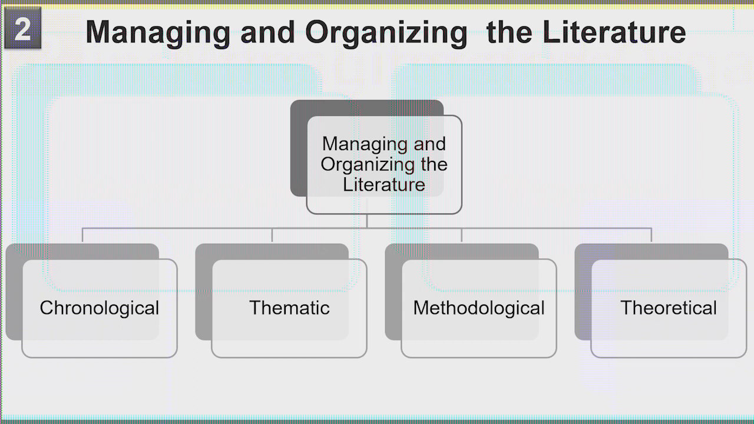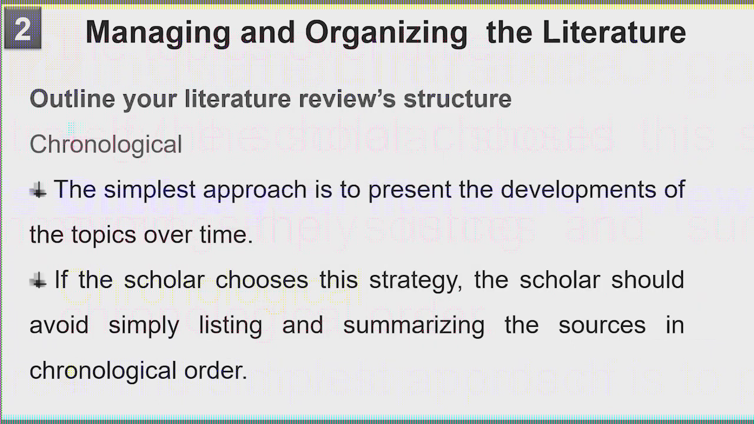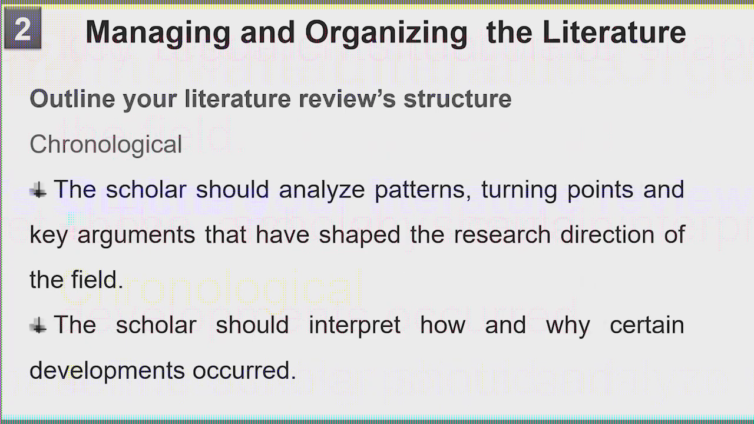These 4 approaches help the research scholar to outline his or her literature review's structure. The chronological approach is to present the developments of the topics over time. If the scholar chooses this simple strategy, the scholar should avoid simply listing and summarizing the sources in chronological order. The scholar should analyze the patterns, turning points, and key arguments that have shaped the research direction of the field. The scholar should interpret how and why certain developments have occurred.